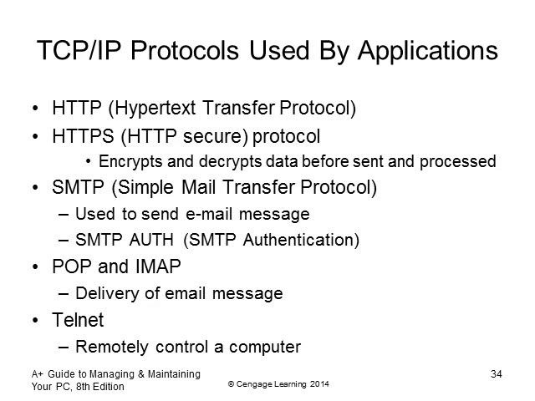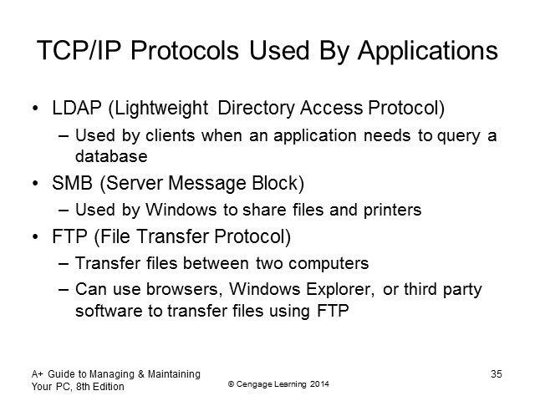HTTP, Hypertext Transfer Protocol. HTTPS is secure, so it encrypts and decrypts data before it's sent and processed. SMTP, Simple Mail Transfer Protocol, that's used to send email. SMTP Auth is SMTP authentication. POP and IMAP are ways to deliver email messages. And then Telnet is the way to remotely control a computer.